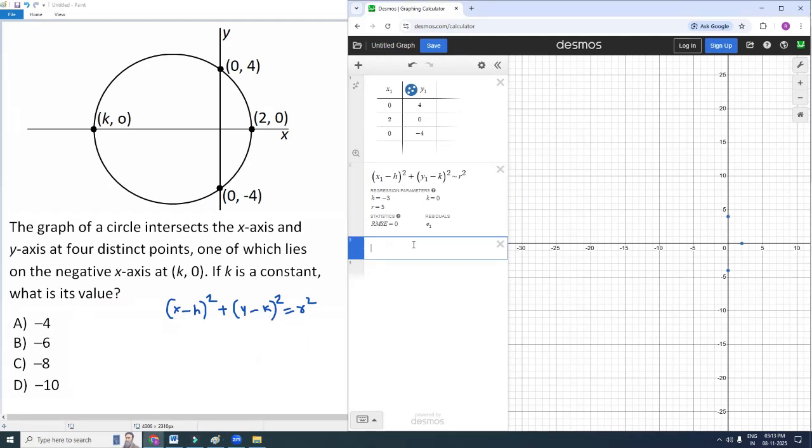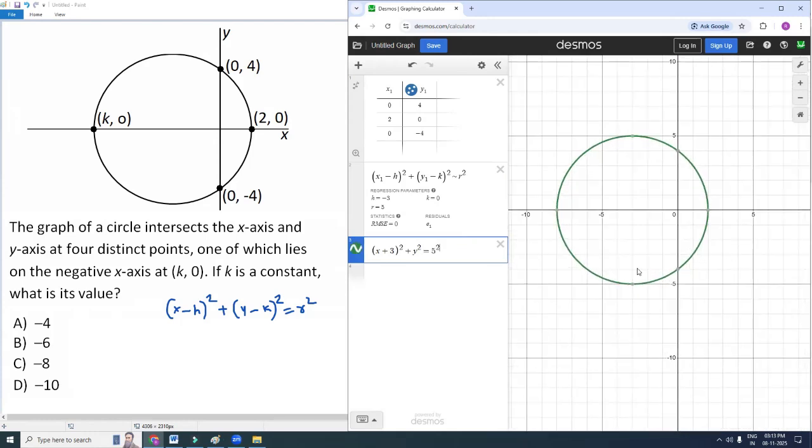Now let me take the equation as input in Desmos, that is x negative, the value of h is -3, negative times negative will become positive, that is x positive 3, the whole square, positive, then we have y negative k, the value of k is 0, then y negative 0 is just y, then y square equals, the value of r is 5, then we can take 5 square. Here I got the graph of the given equation, that is a circle.